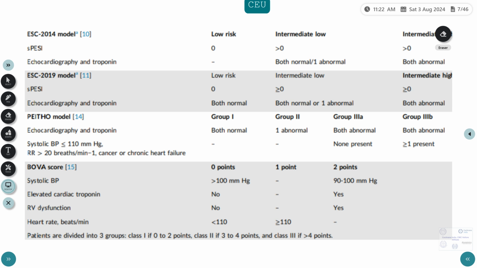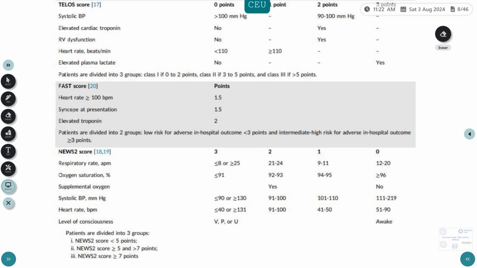Whereas in other categories like the BOVA score, they have assigned scores of 0, 1, and 2, and based on the points, they have divided them into 3 groups in this score. Class 1 if it's 0 to 2 points, class 2 is 3 to 4 points, class 3 is more than 4 points. So like that, each of these scores have risk stratified patients into different groups. We can see the TLOS score as well. Patients are divided into 3 groups based on their points, and in the FAST score they are divided into 2 groups, and NEWS2 also divides them into 3 groups. So these are the scores that this study has looked at, whether we can risk stratify patients who come with pulmonary embolism who are hemodynamically stable at presentation.